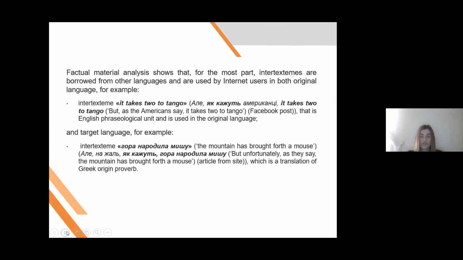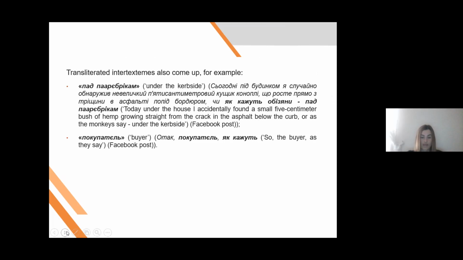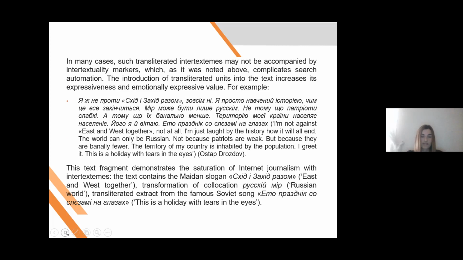Factual material analysis shows that, for the most part, intertext themes are borrowed from other languages and are used by Internet users in both original and target language. Transliterated intertext themes also come up. Some examples are represented on this slide. In many cases, such transliterated intertext themes may not be accompanied by intertextuality markers, which, as was noted above, complicates search automation. The introduction of transliterated units into the text increases its expressiveness and emotionally expressive value.